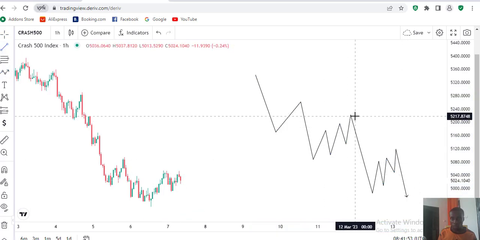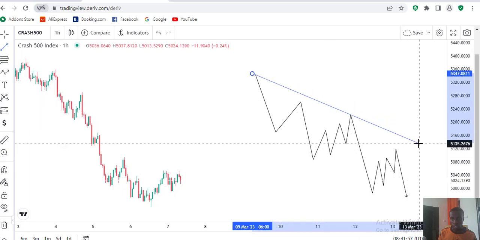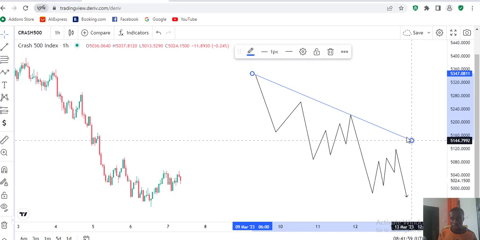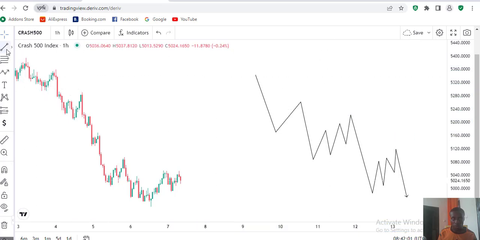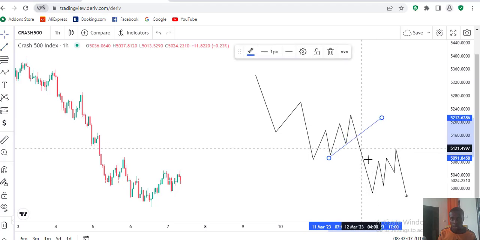You have two ways of entering at this pullback. You can use your trend line here, wait for price to pull back to it, or you might just want to wait for the breakout. So you can be looking for this breakout here as well. If you catch this breakout here, you'll be able to catch this impulsive move. From here to here, it's a big move.